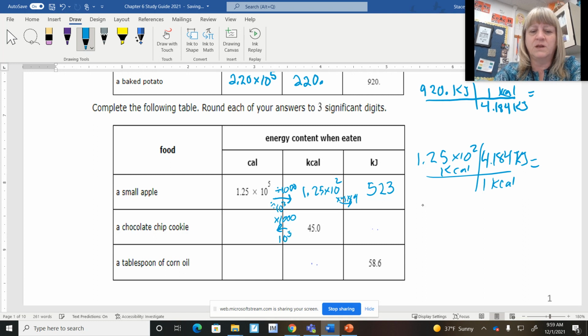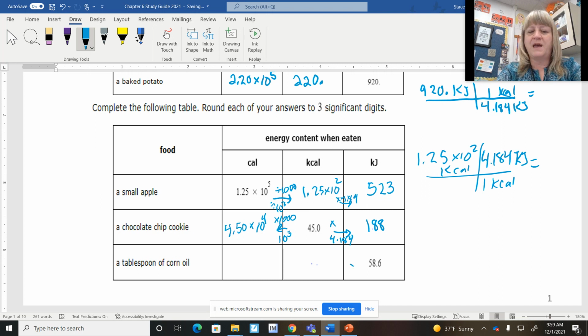All right, so here again, going this way, we're going to times by 1,000, or 10 to the third. So we're going to end with 4.50 times 10 to the fourth. Going this way, we're going to times by 4.184. So 45 times 4.184. We end up with 3 significant figures, 188.